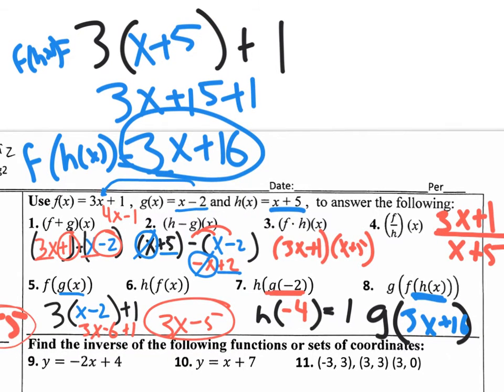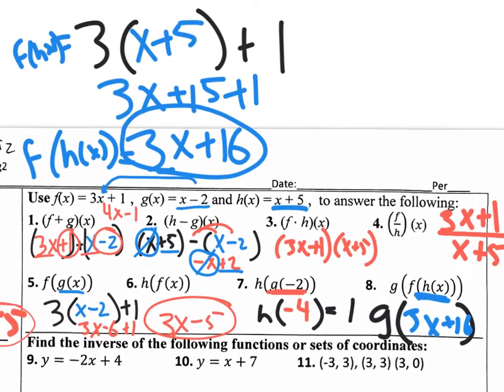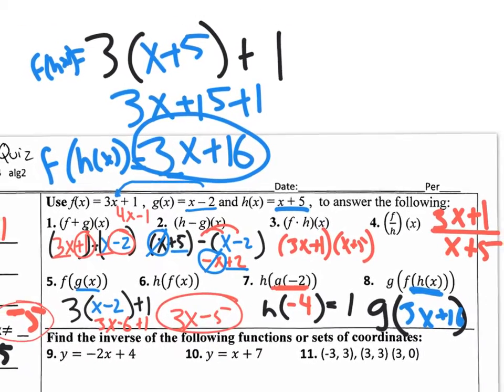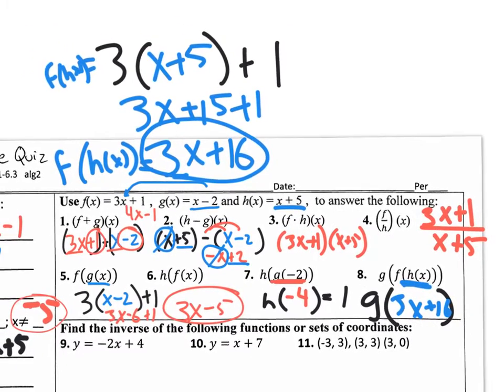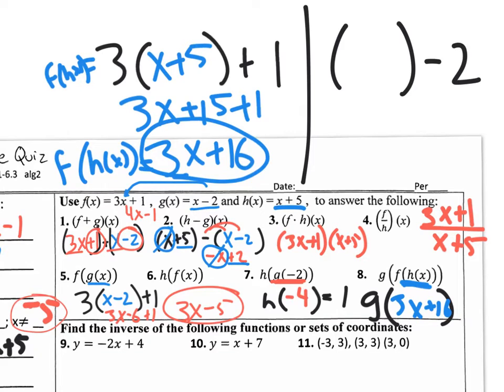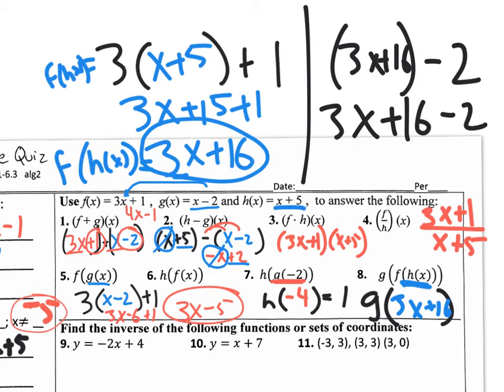So let me take my g function. My g function is really x minus 2, put in parentheses with a minus 2, and let me plug in the 3x plus 16 right in there. So if I plug the 3x plus 16 right in there, I'm really going to have 3x plus 16 minus 2, because there's nothing to distribute. You don't need the parentheses. So your final answer should be 3x plus 14.